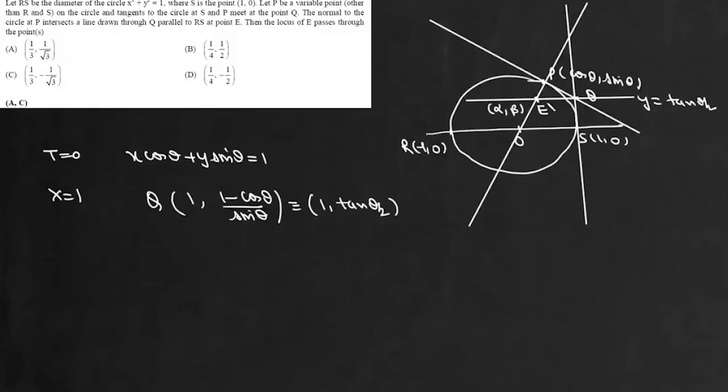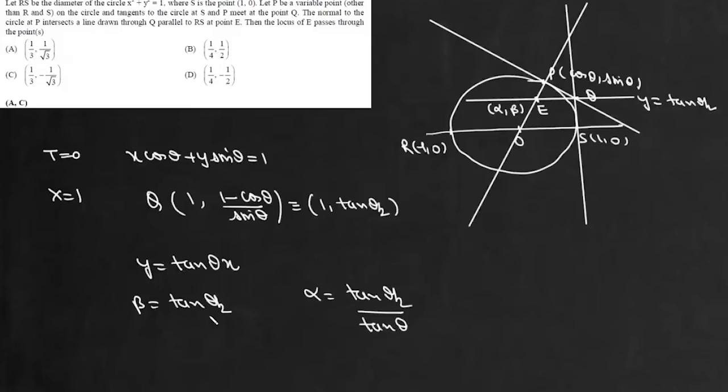Now the equation of OP is simply y equals tan theta x. Since this line is parallel to the x-axis, its y coordinate is tan theta by 2, so we can write beta as tan theta by 2, and alpha will be beta upon tan theta, so there will be tan theta by 2 upon tan theta. Now first we have to find the locus of this point E.